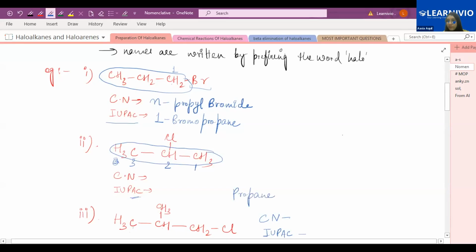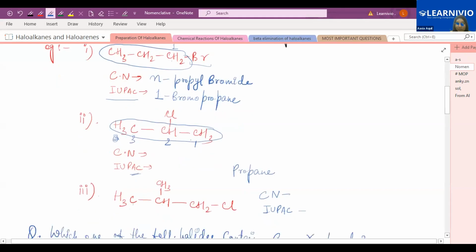Yes, so its IUPAC parent is propane. And what about the chlorine group? Chlorine is attached to the second carbon, right? So we name it 2-chloropropane. That's the IUPAC nomenclature.